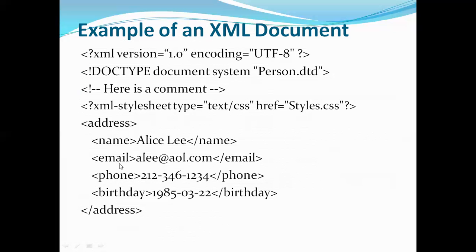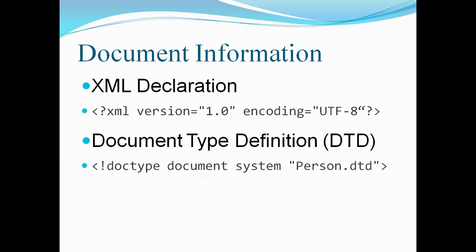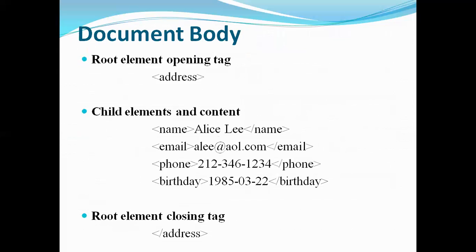Whereas this name, email, phone, birthday are called the siblings of that main root element. And one more thing, next, come back to this. Next is the child elements as well as the content. The name, email, phone, birthday are called the child elements. They are also called the siblings.